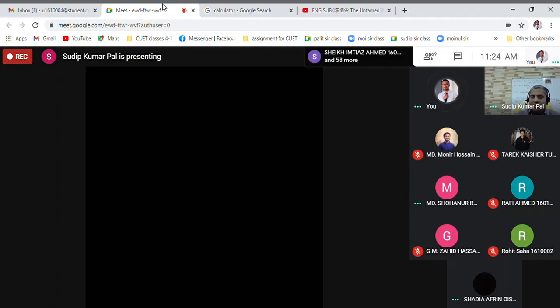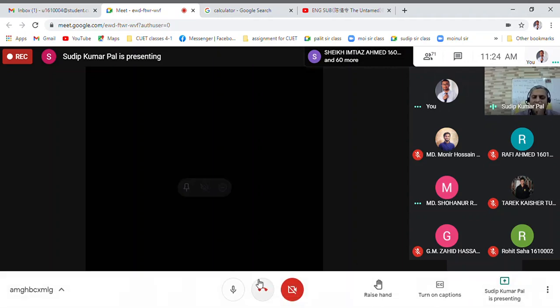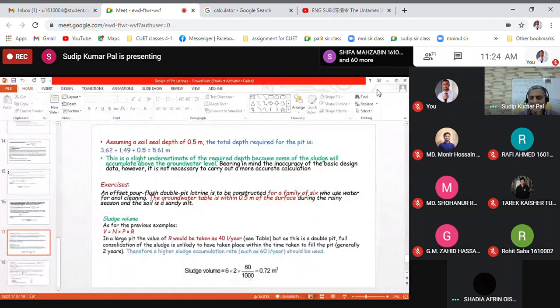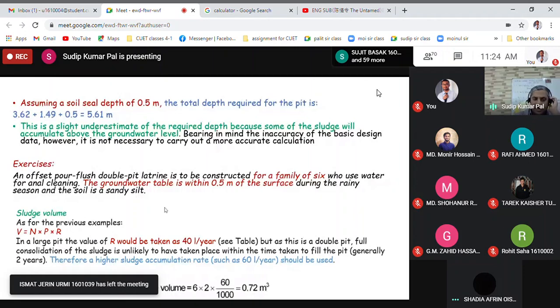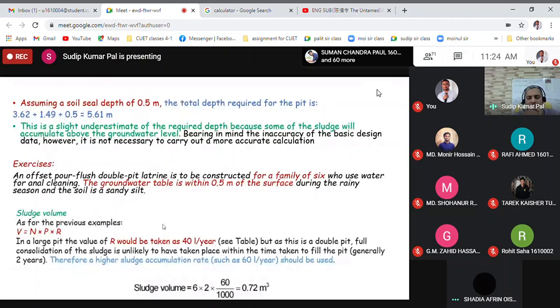Okay, I think for today is okay. All right, so now we go back to the slides. I will discuss first what I have put, and then I will open up the discussion. So as you can see here, I assume R equals 60 because the groundwater table is very high, 0.5 meter as you know.